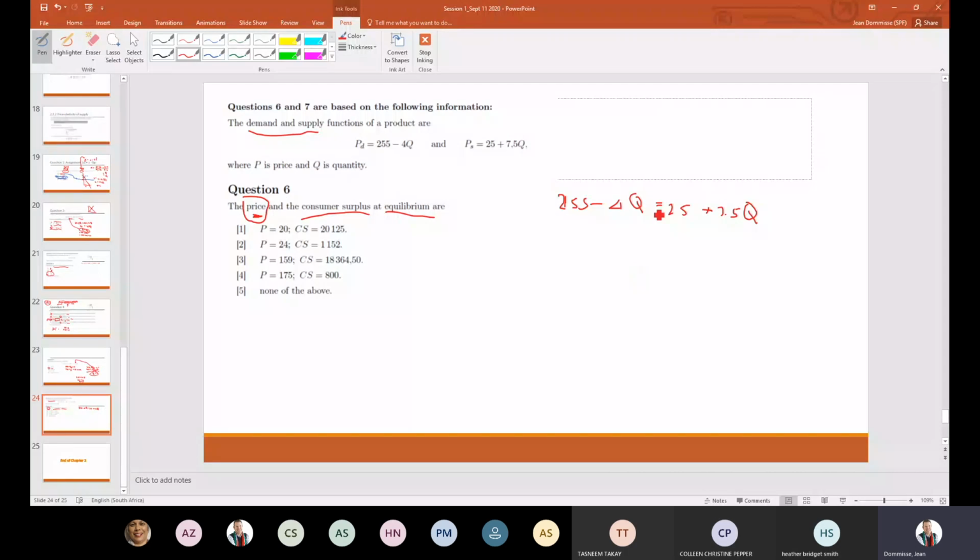Okay, so let's quickly, again, I want all the positives on the one side. So on this side, I bring over the 4, so 4 plus the 7.5 is 11.5. I take the 25 over to this side, so it becomes negative. So it's basically 255 minus 25, which gives me 250. So Q is equal to 20.